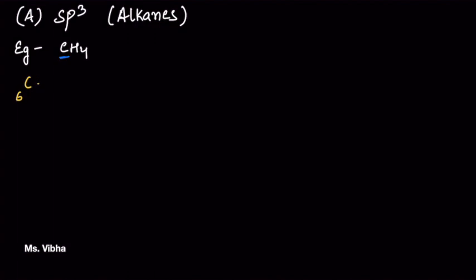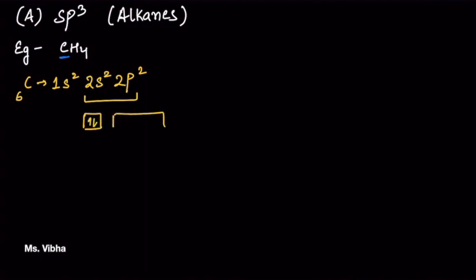Carbon has atomic number 6, that means we have 1s2, 2s2, 2p2. For finding out the hybridization, we only consider the outermost shell. If we make this in box orbitals, this is 2s2 and we have the p orbital in which we have 2 electrons. This is the 2s orbital and this is the 2p orbital. We can see that in the ground state we have 2 unpaired electrons, that is this and this. The total number of unpaired electrons shows how many bonds the carbon can form. We can see that we have 2 unpaired electrons.